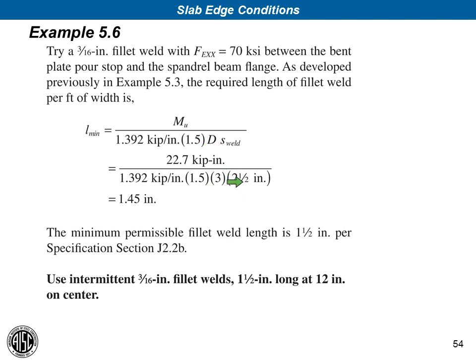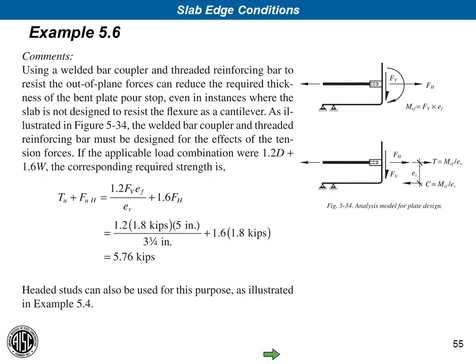The distance between the welds is 2.5 inches. And that says the minimum length of weld along the spandrel beam is 1.45 inches. So we'll use 1.5 inch long fillet welds at 12 inches on center in this example.